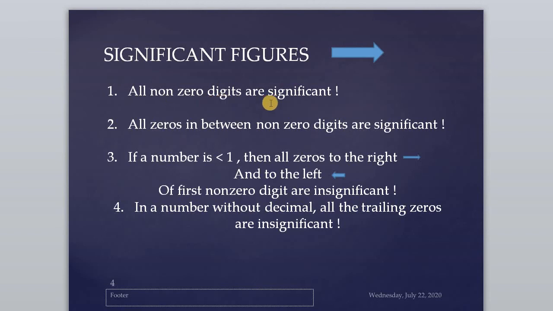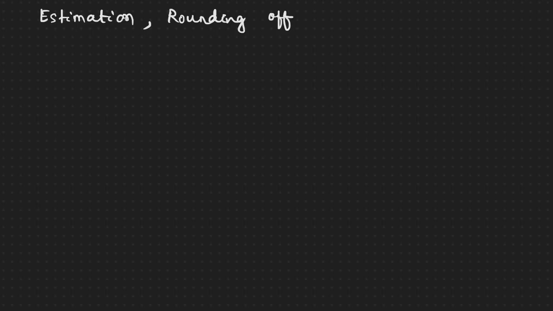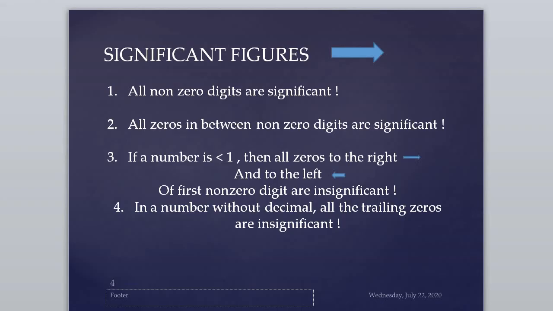First one is all non-zero digits are significant. What does that mean? Simple. So if you measure 5.72, there are three significant figures. Now you measured 16 only, so that is also two significant figures. Okay, the first one you simply understood.